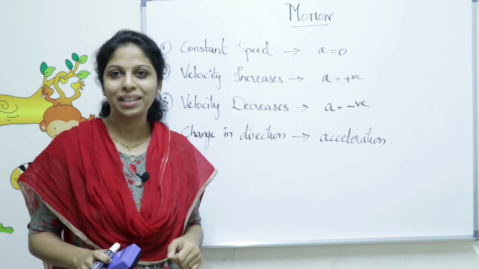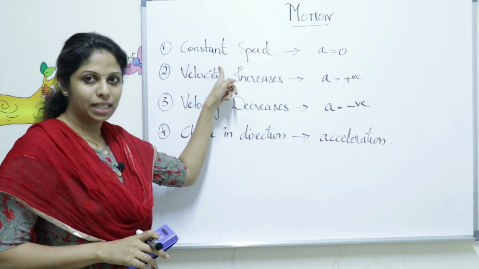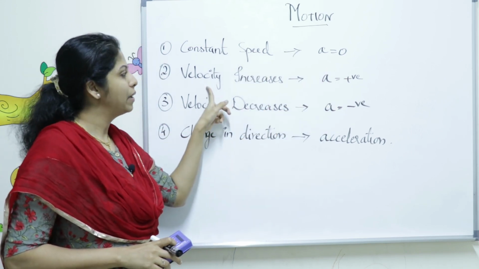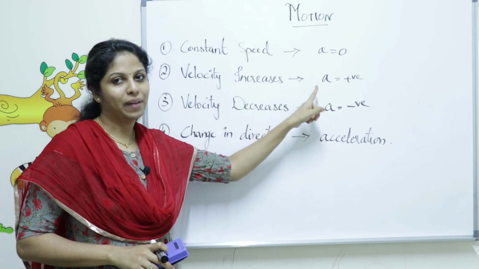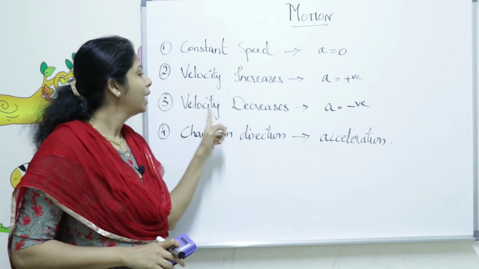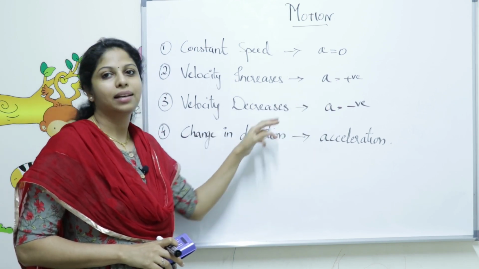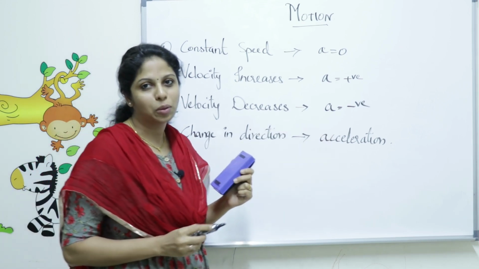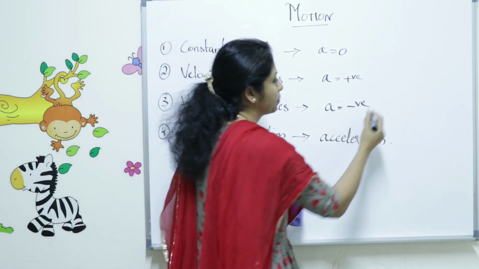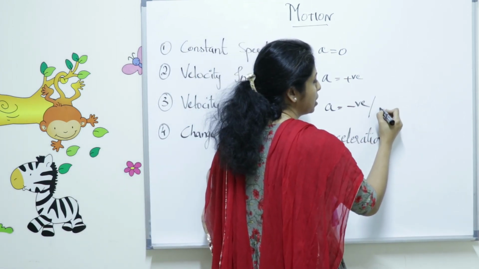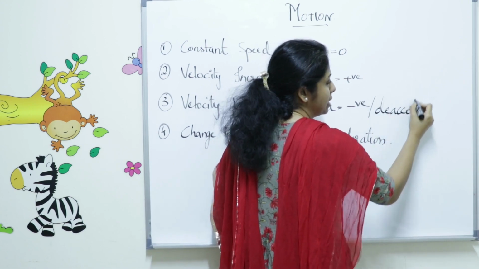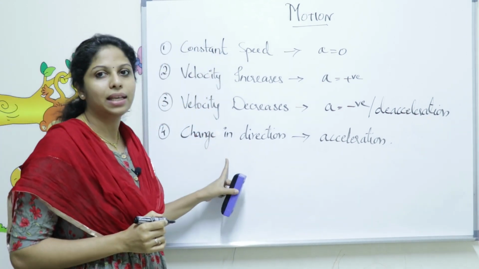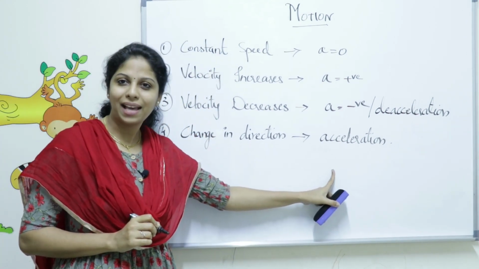So, let us put all together once more. At constant speed, the value of acceleration will be 0. As the velocity increases, the value of acceleration will be positive, and as the velocity decreases, the value of acceleration will be negative, and negative acceleration is also called deceleration. And if there is a change in direction, there will also be acceleration.